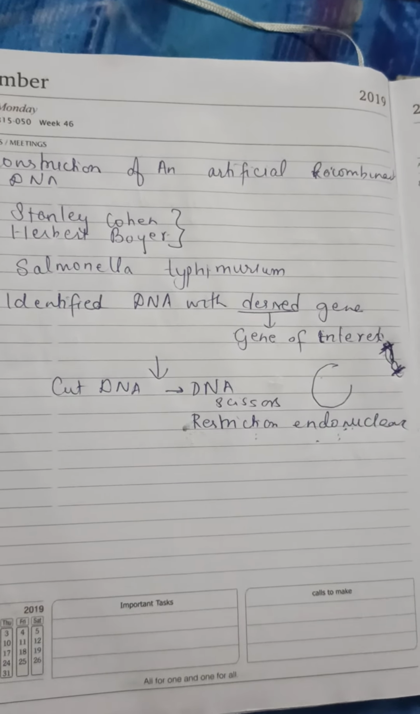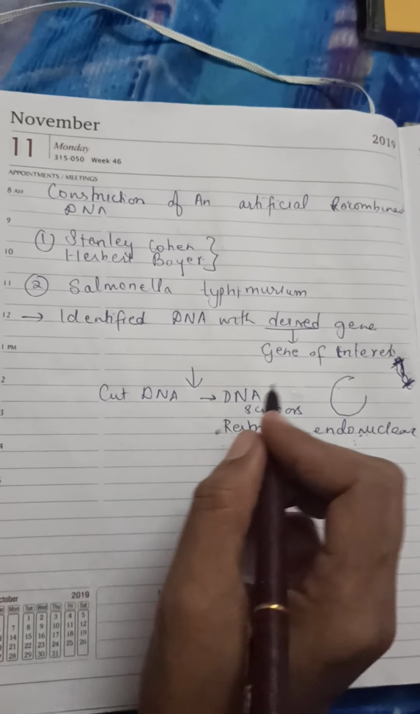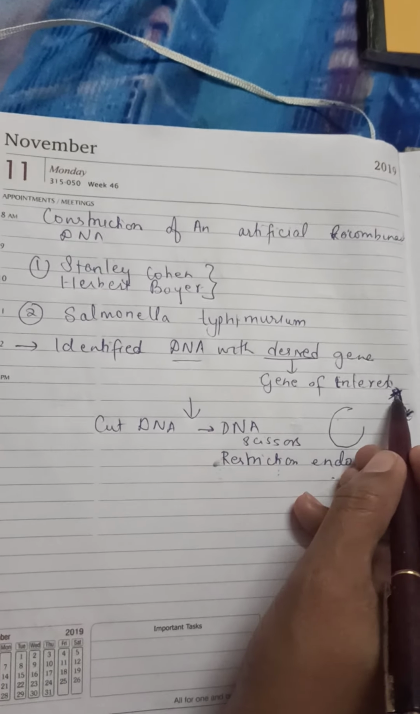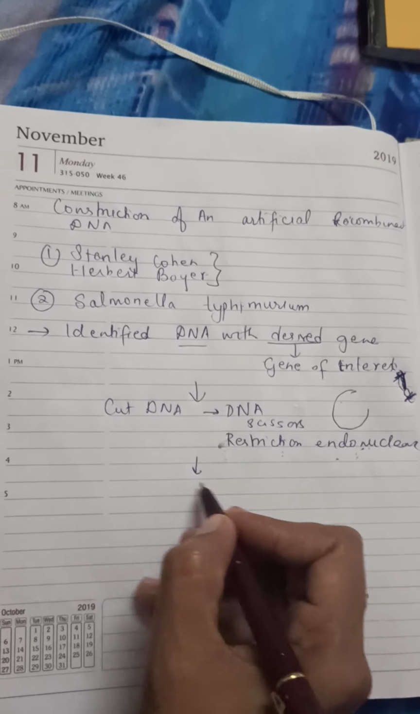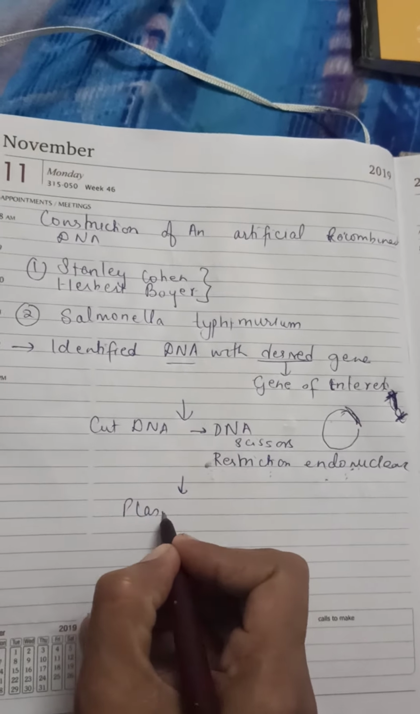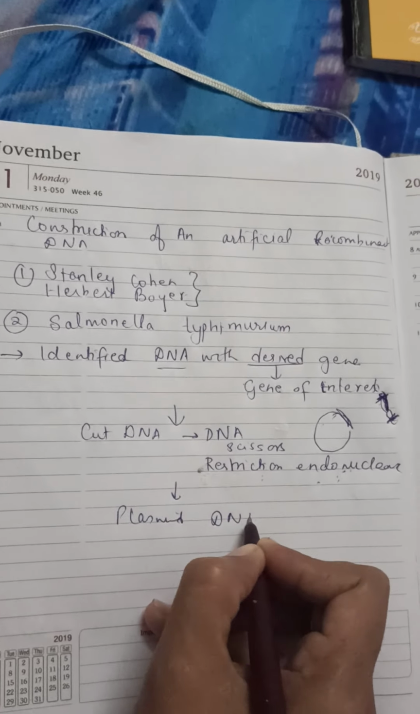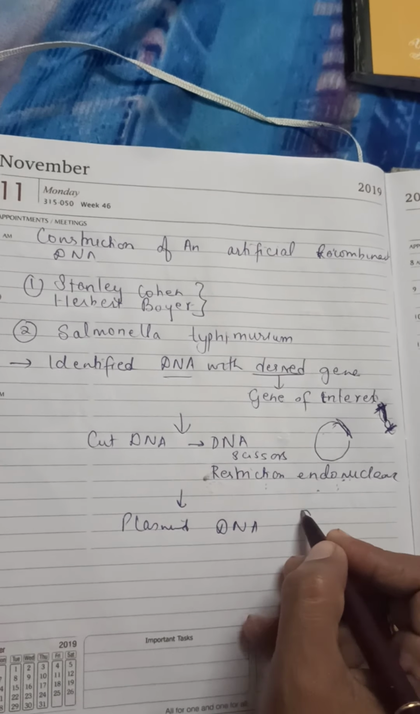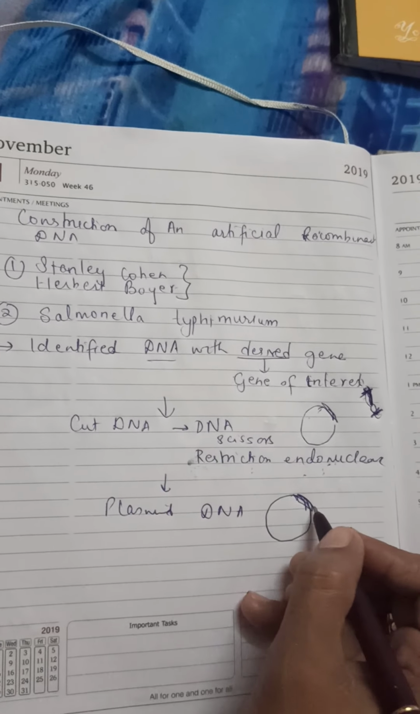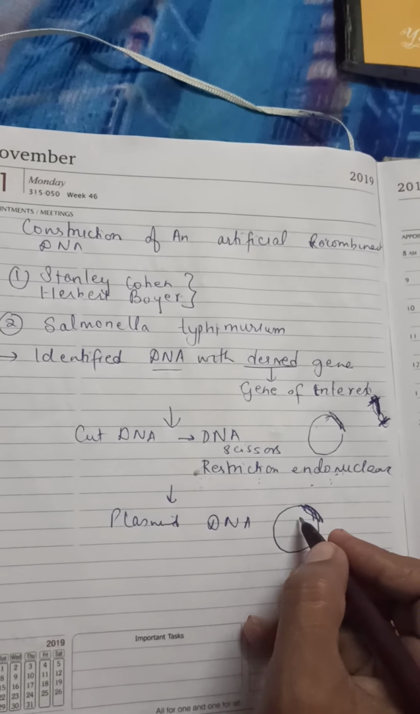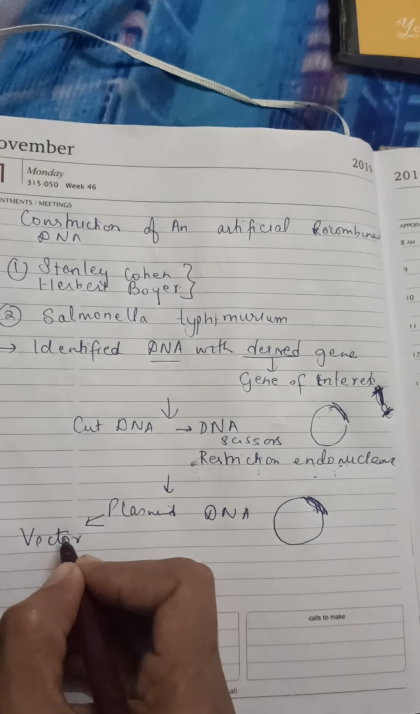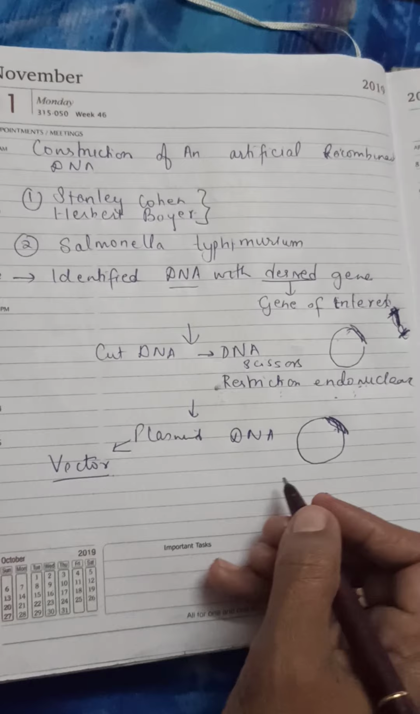So first the DNA with the desired gene is identified, then the DNA is cut, and the next step is what? They are added to the plasmid DNA. So this foreign gene is added to the plasmid DNA. So now we have this recombinant DNA. What does this plasmid DNA do? It acts as a vector.